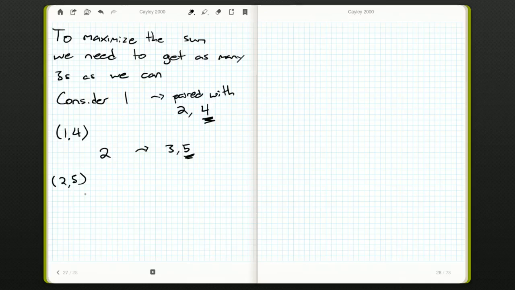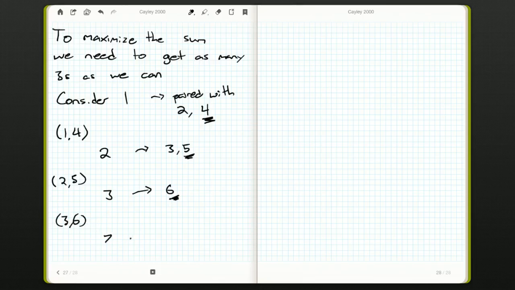So 1 and 2 are taken. How about we move on to 3? Well, 3 can't be paired with 2. It's already taken. And it can't be paired with 4. So 3 really can only be paired with 6. Now, fortunately for us, that gives us a difference of 3. So now we've paired the first 6 integers all together, and we have 3s in every single place. So now let's move on. 4 is done, 5 is done, 6 is done.